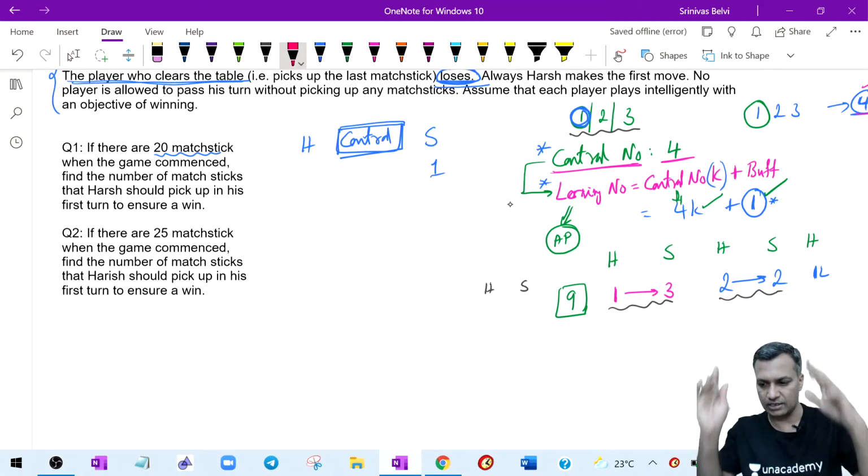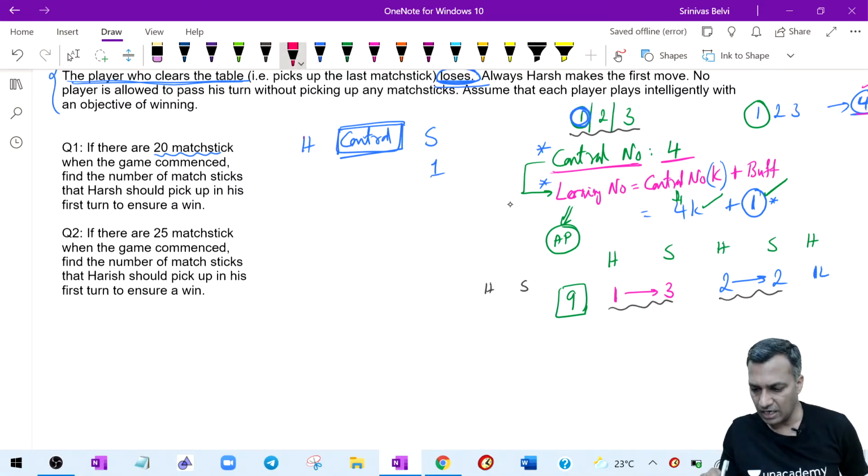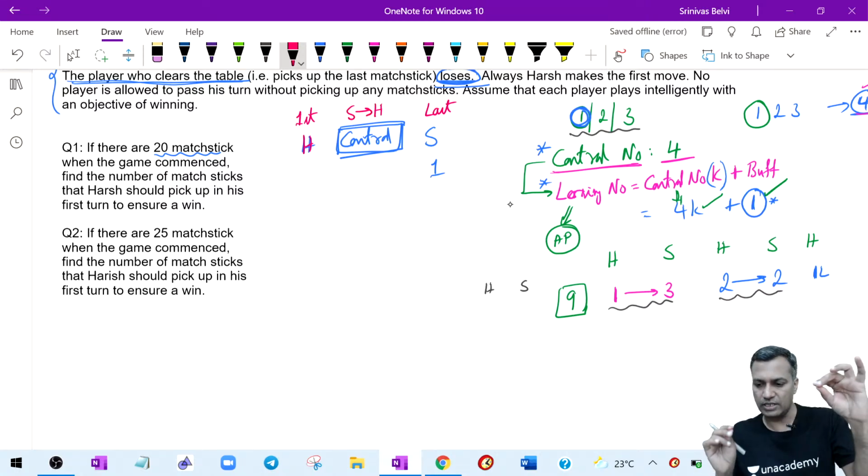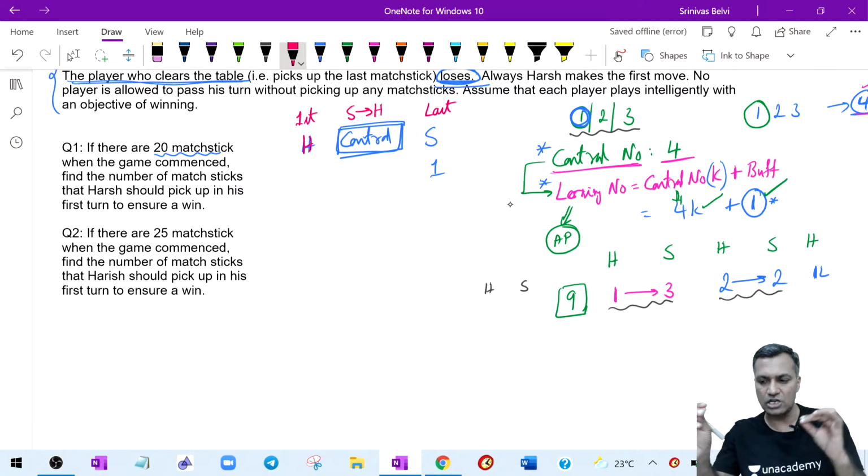Just to explain this particular game before we go to the CAT one. Harsh makes the first move. This is the first move. These are the controlled moves. This is the last move. What are these moves? These moves are between S and H. These are the controlled moves. Based on the reaction of Sagar, Harsh keeps controlling it.